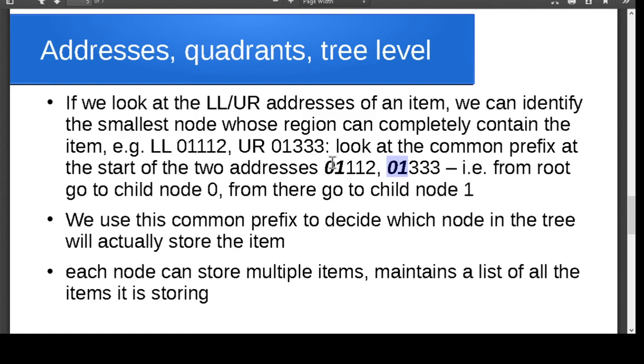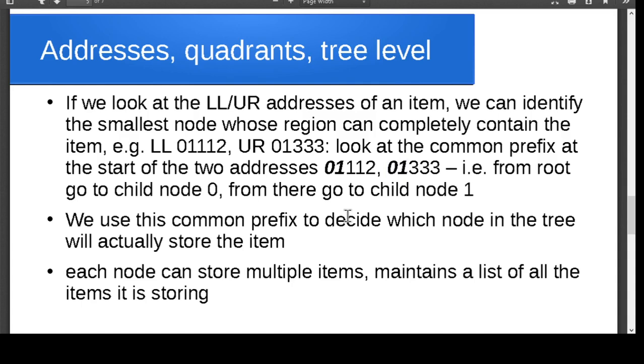When a user enters an item, they're going to give the lower left address. It's going to get padded with zeros if necessary. They're going to give the upper right address. It's going to get padded with threes if necessary. And then we'll look at those two addresses, take the common prefix at the front, and say, there's the node this is going to go in.